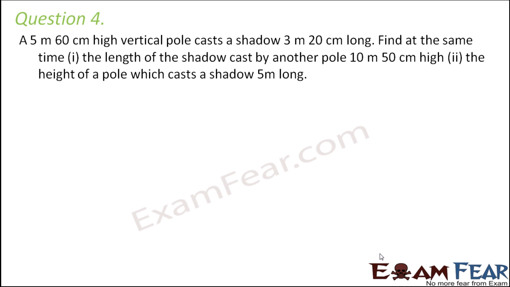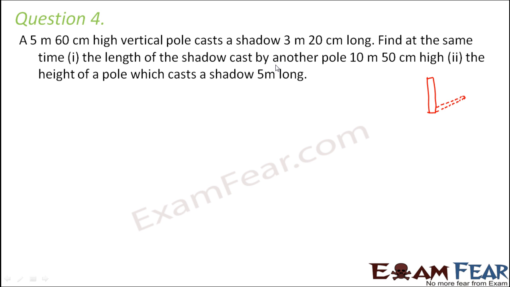Question number 4. A 5 meter 60 centimeters high vertical pole casts a shadow 3 meter 20 centimeter long. So you have a pole like this and this pole casts a shadow like this. Find at the same time the length of the shadow cast by another pole 10 meter 50 centimeters high.